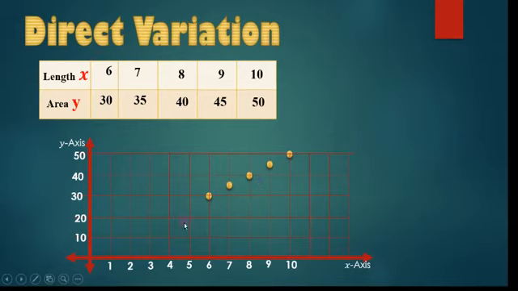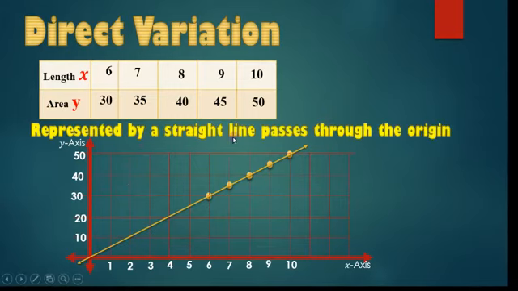Now we find that we have collinear points, all of them lie on the same straight line. By connecting them like this, we get a straight line passing through the origin point. Then we can say that the direct variation is represented by a straight line that passes through the origin. It's a very, very important rule. He may ask you, what is the graphical representation of the direct variation? The answer will be, it's represented by a straight line passing through the origin. And we are going to solve problems about this.